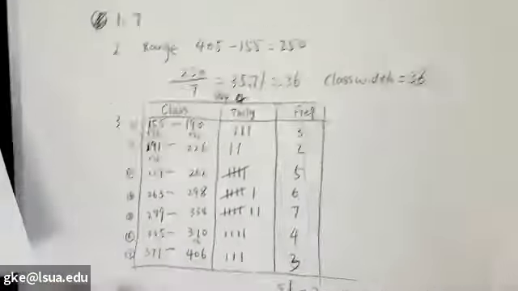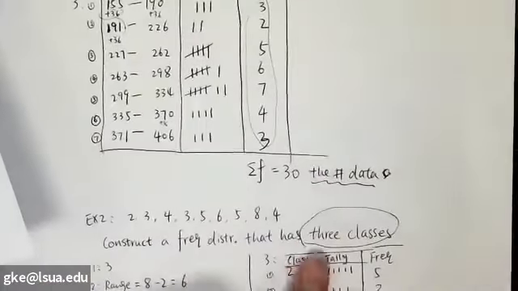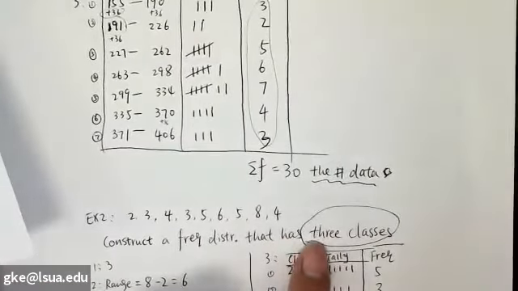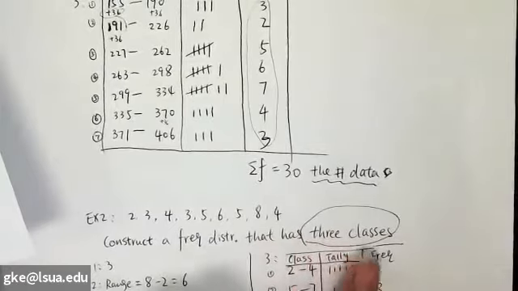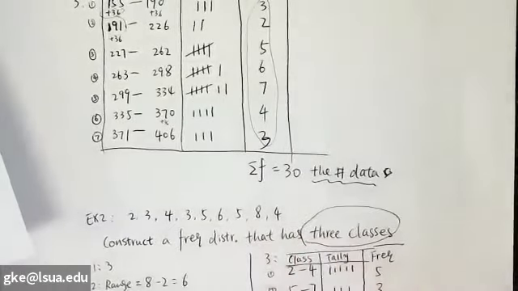So the number of classes is here. The question already gave you the number of classes, 3 classes. Okay.